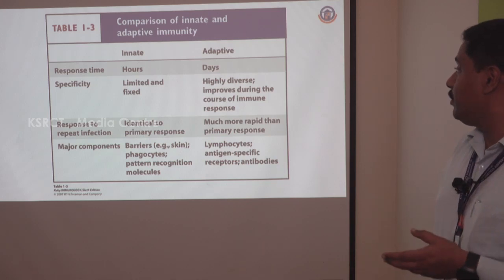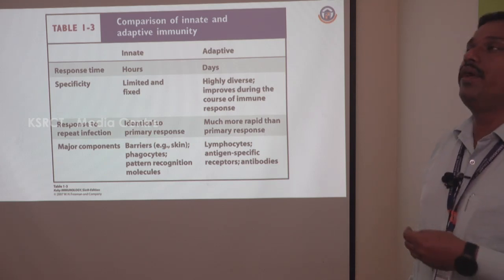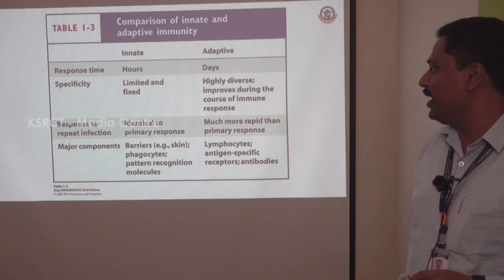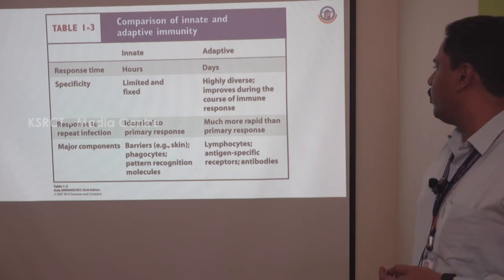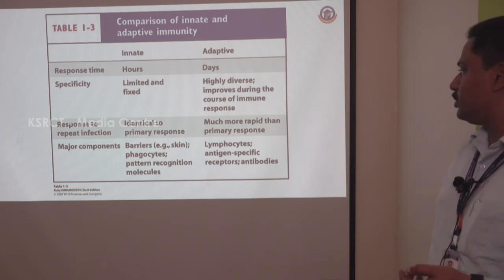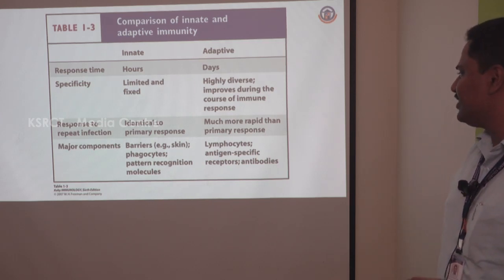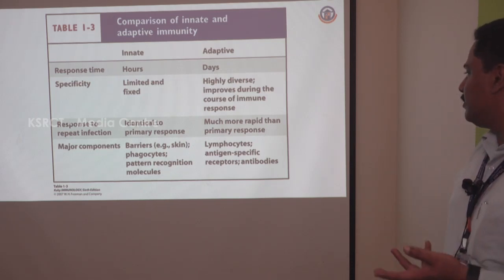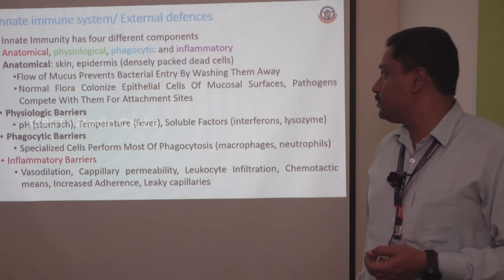Adaptive immunity is highly diverse to various types of pathogens, improving during the course of the immune responses that we acquire in our lifetime. In innate immunity the response is identical on repeated exposure, whereas in adaptive immunity a much more rapid immune response is provided after the primary response. The major components of innate immunity are the various barriers present, for example skin, phagocytic cells and recognition molecules. In adaptive immunity, lymphocytes, antigen-specific cells, antigen receptors and antibodies play a major role.